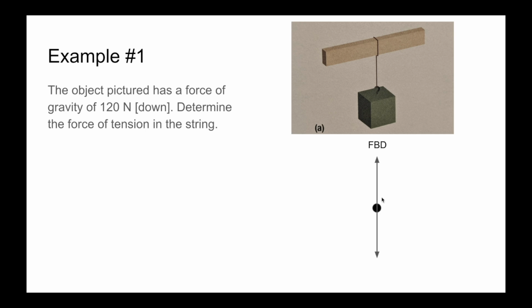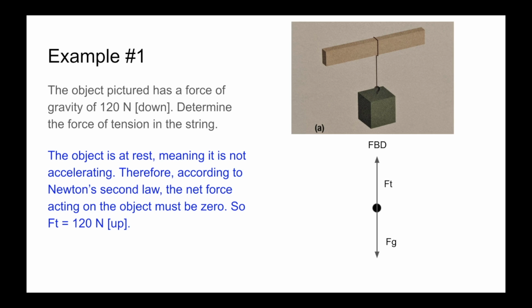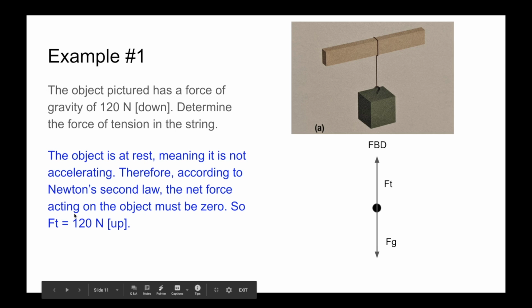The object here is in the center, represented by the black dot. We have two forces. The force of gravity is acting downward, and the tension force is acting upward. Now, this object is at rest. It is not moving, which means it is not accelerating, which means, according to Newton's second law, if there is no acceleration, then there is no net force, which means that the tension force must balance the gravitational force, and so it must be equal, but in the opposite direction. So it's 120 newtons up.